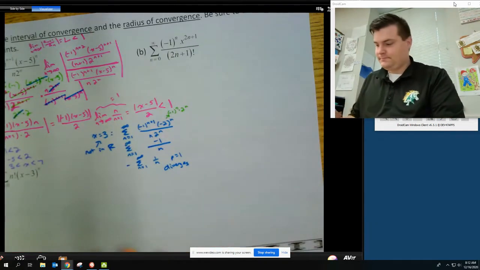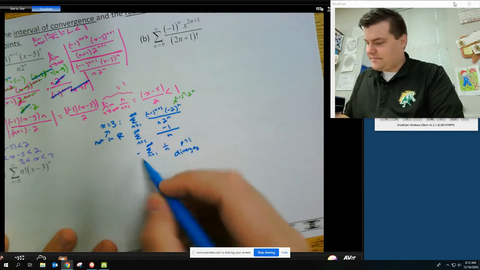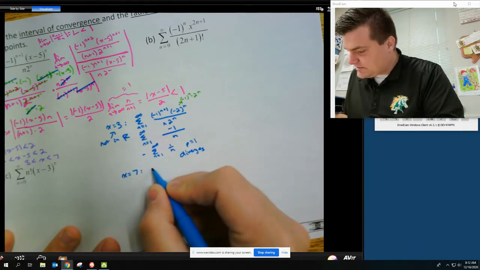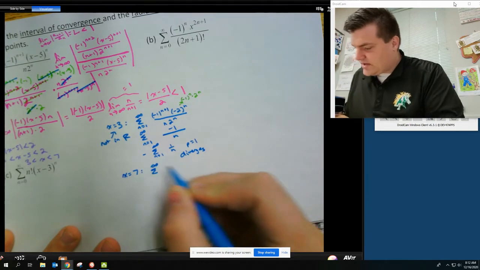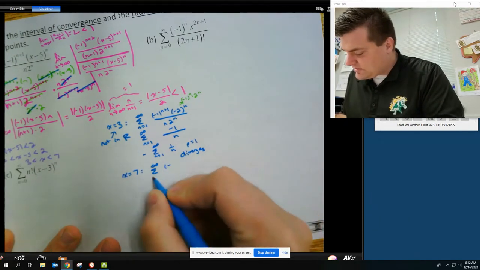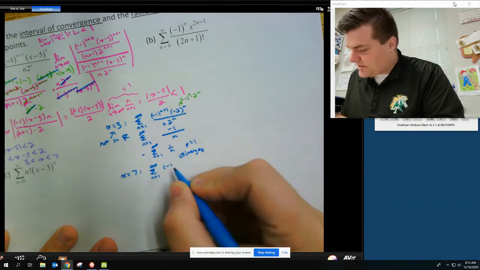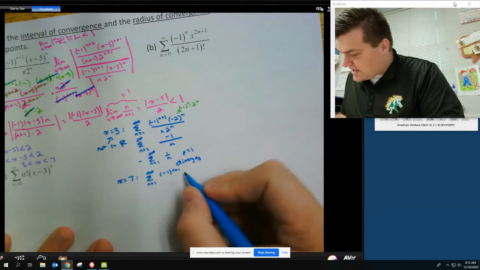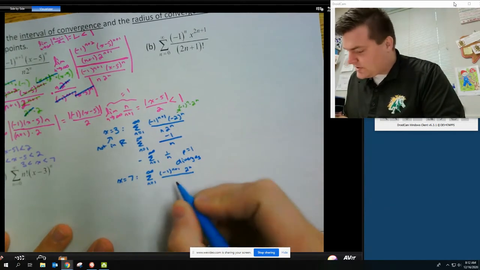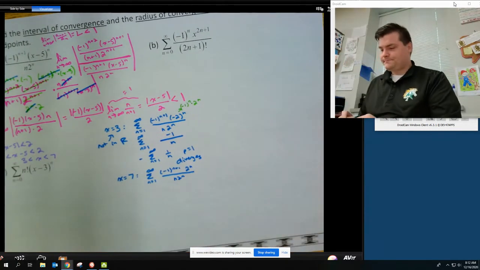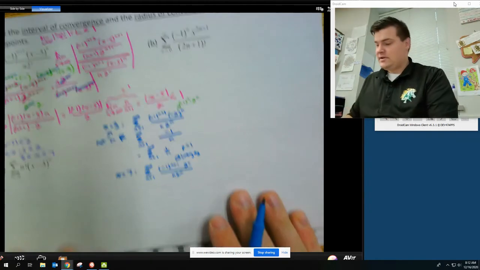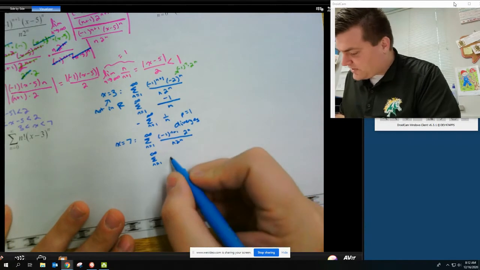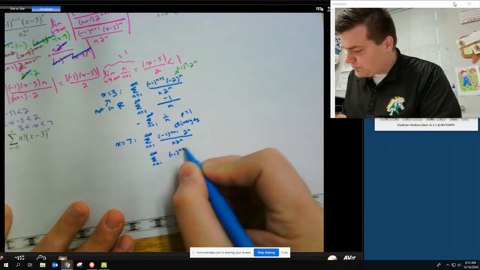Okay? Now let's go ahead and check out when x is equal to 7. What happens? So when x is equal to 7, I'm going to be left with negative 1 to the n plus 1. If I do 7 minus 5, that's 2 to the n all over n times 2 to the n. Now this one's a little bit different. These 2 to the n are going to cancel out. I'm left with negative 1 to the n plus 1 all over n.